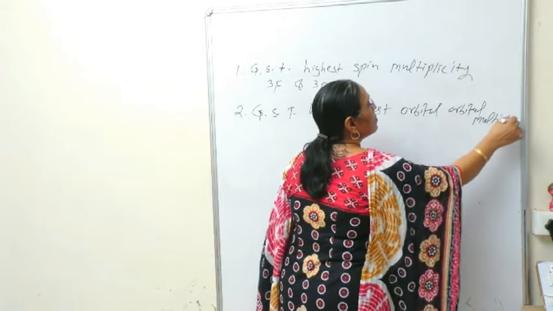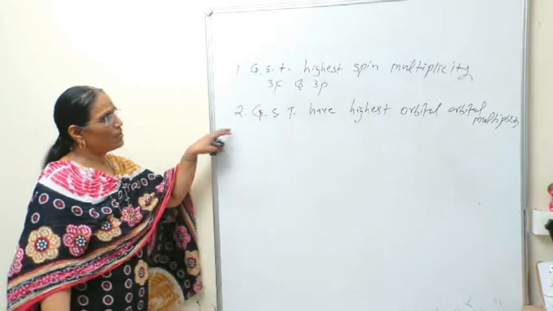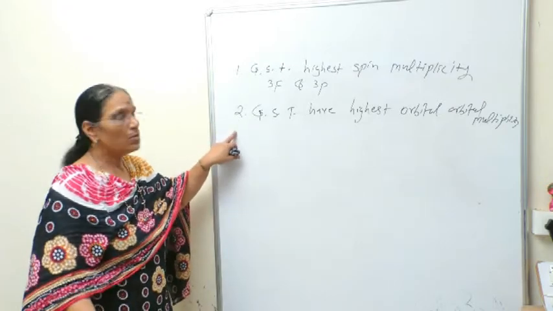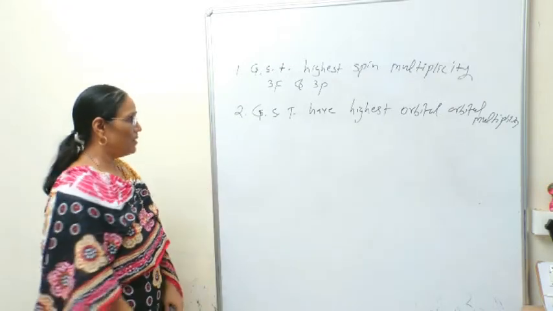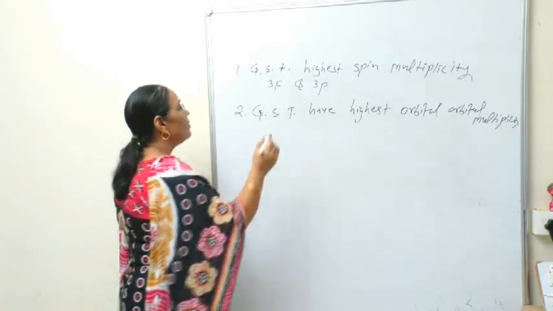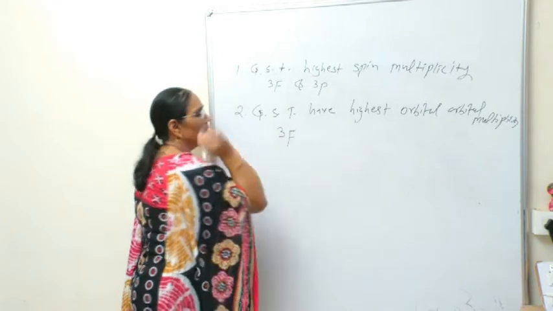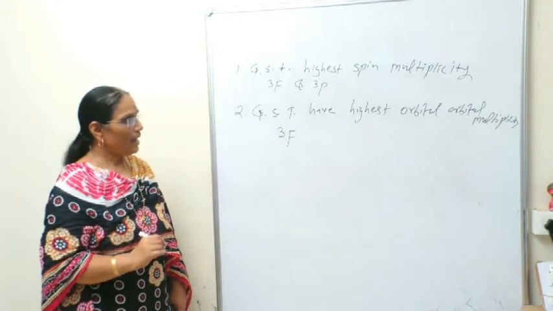So these two rules are in parallel to the Pauli's exclusion principle and Hund's rule of maximum multiplicity. So according to this first and second rule, the ground state term is a triplet F.